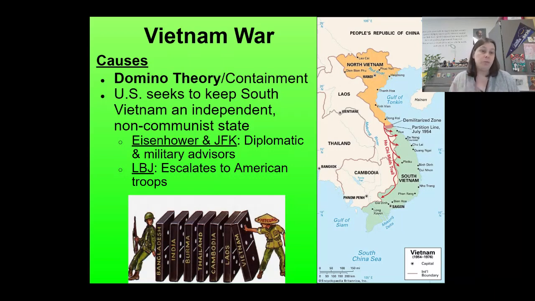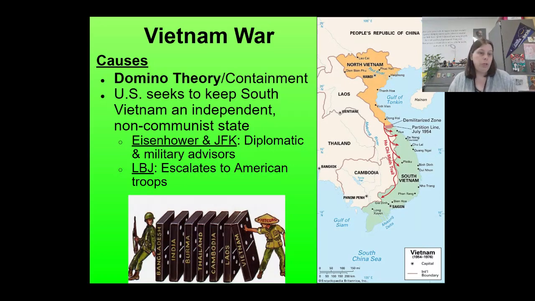The term for that specific theory, so this specific application of containment, is domino theory, which sees South Vietnam basically as the crucial domino. You can kind of see the cartoon there. And if South Vietnam falls, it's going to take out all of the other countries in the region and they will all become communist.